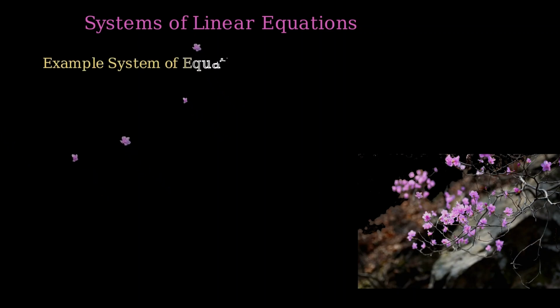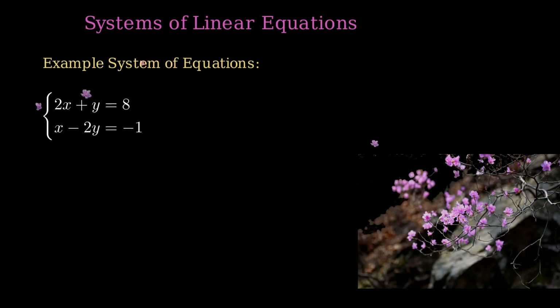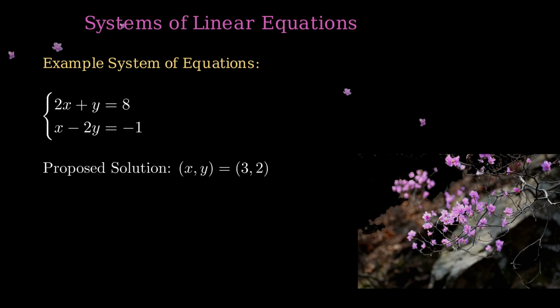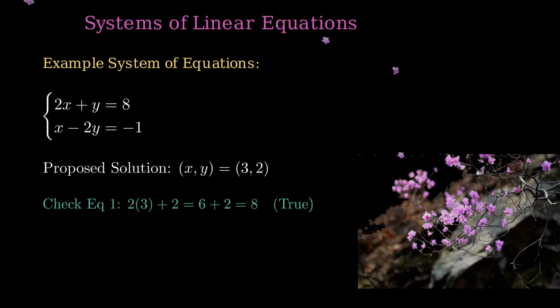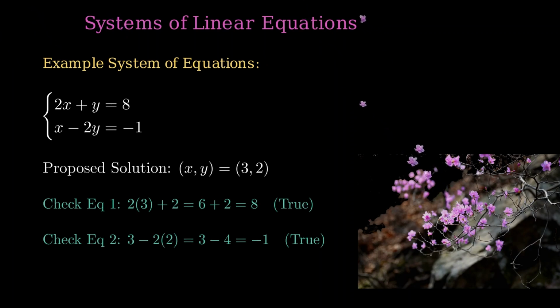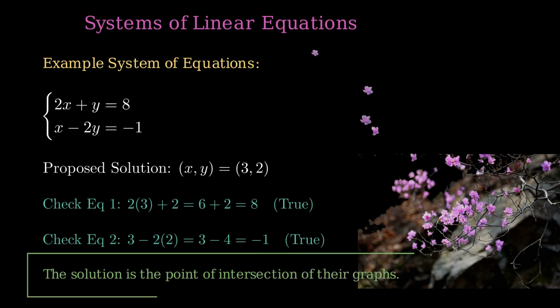A system of linear equations consists of two or more linear equations in the same variables. Let's look at this system. The solution to this system is an ordered pair, x and y, that satisfies both equations simultaneously at the same time. By testing the values x equals 3 and y equals 2, we can verify it makes both equations true. Graphically, this unique solution represents the single point of intersection where the two lines cross.